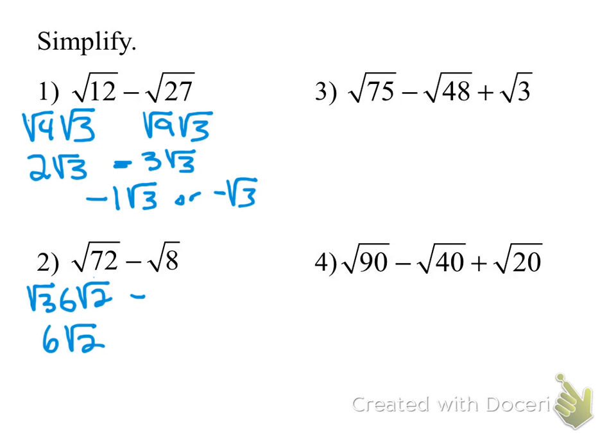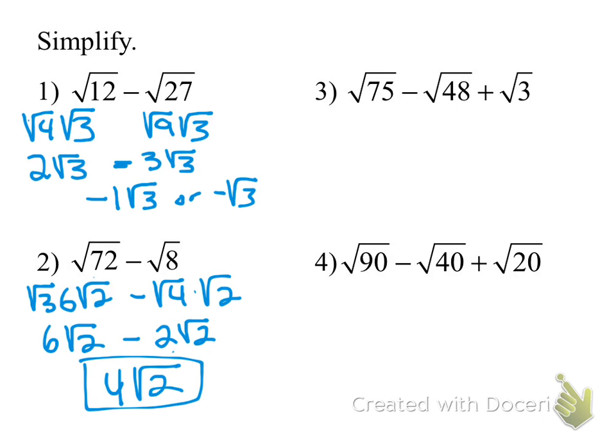Now radical 8, Harper. You can simplify that with 4 times 2. Radical 4 times radical 2, and we end up with, okay, and so what do I end up with? 4 radical 2. 6 minus 2 is 4, and I'm left with radical 2. I got that answer, I just did it with 8. It's okay, 8 and 9 works, it just takes a little longer.